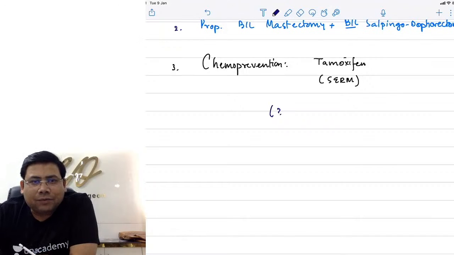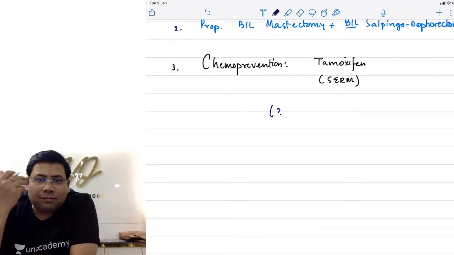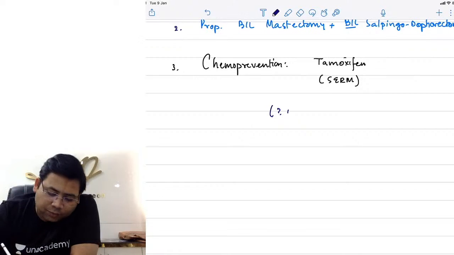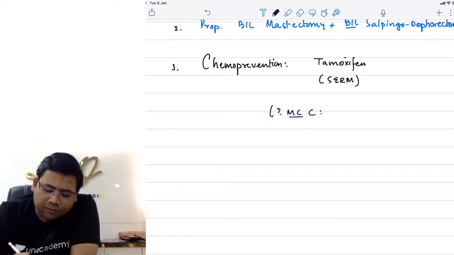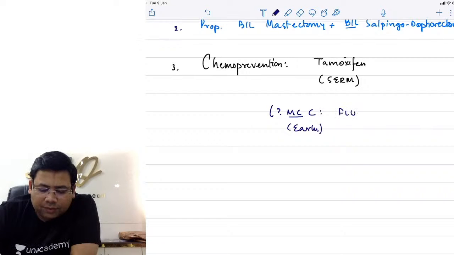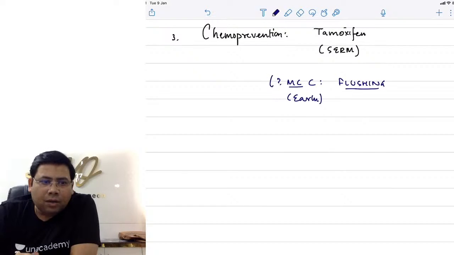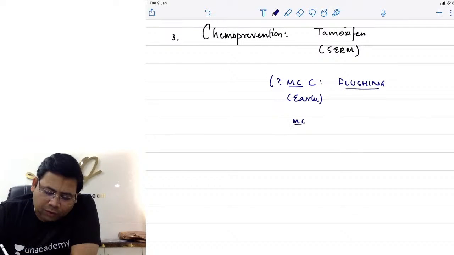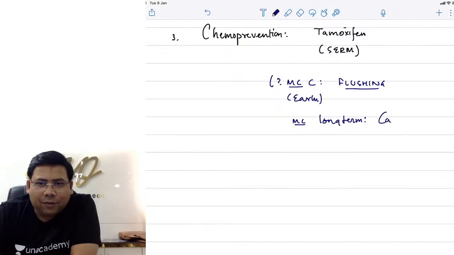After 1 week, she comes to your clinic and says, oh my God, doctor, you have suggested a drug which actually increases the risk of one cancer. And just see, sir, after I started the drug, this is all the reaction I'm having. But you should know the most common early complication. Answer is flushing and vasomotor symptoms. So flushing is the most common. And then the most common long-term complication is CA endometrium.